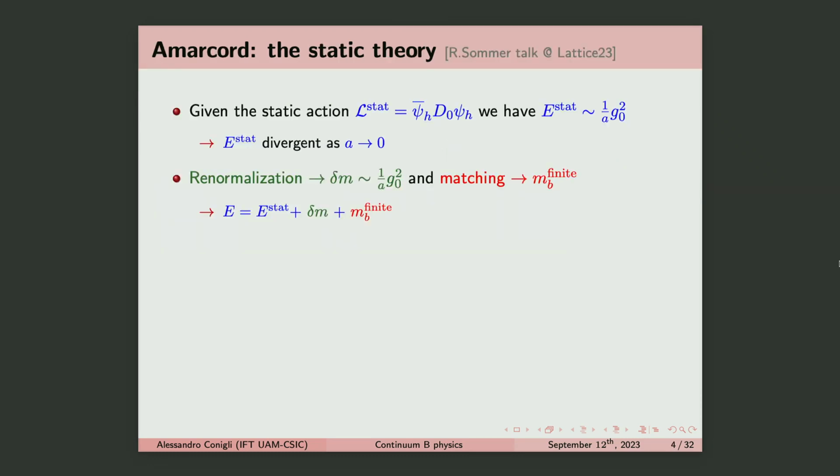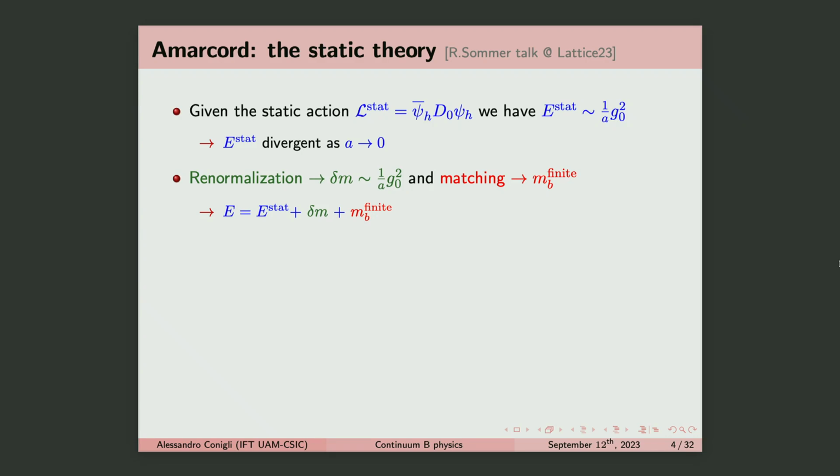So before showing you the details of our strategy, let me briefly go back to the static theory, just to give you the insight of the static theory. We begin with a static action where d0 is the static quark propagator, and if we compute the static energies from this Lagrangian, we end up with this static energy which diverges as the continuum limit is taken.